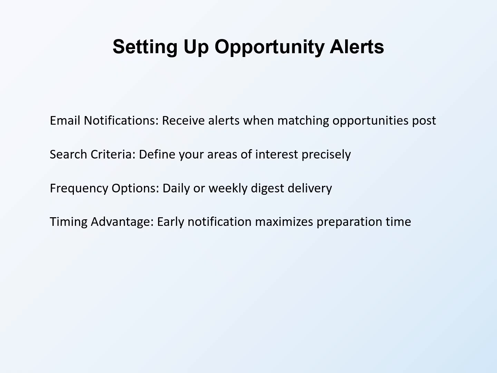Timing advantage is the key benefit of alerts. Federal funding announcements typically allow 30 to 90 days for application development. Learning about an opportunity the day it posts gives you maximum preparation time. Learning about it 3 weeks later means 3 fewer weeks to develop your application. Early notification translates directly to better prepared, more competitive applications.